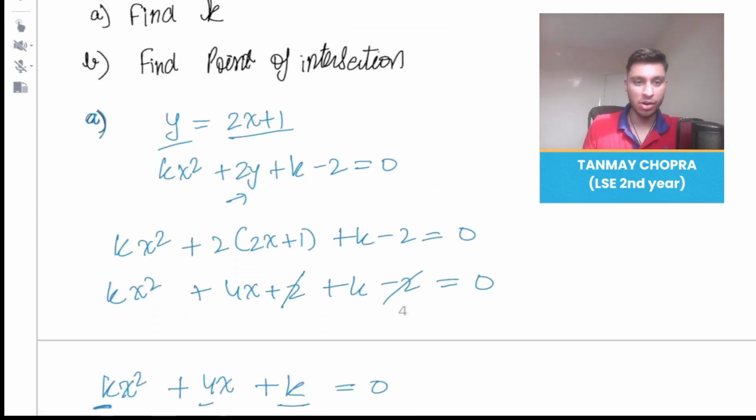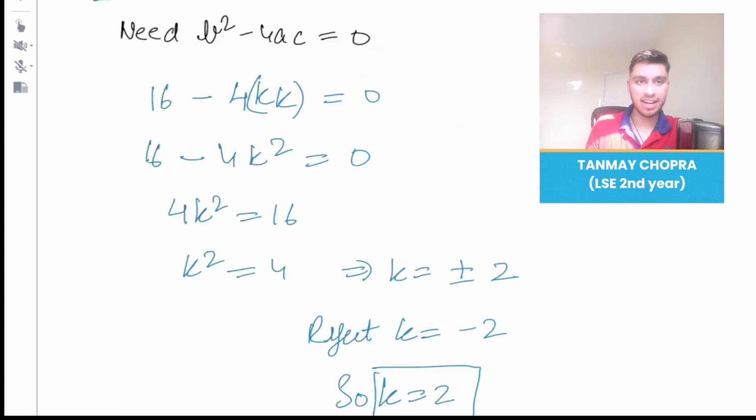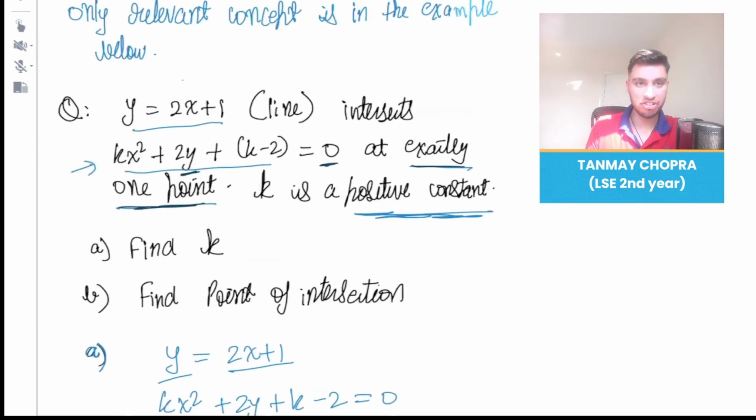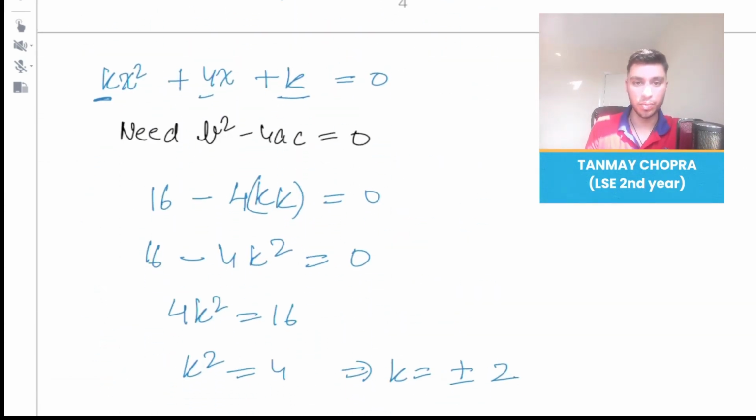So I wouldn't bother for now. Let's look at how to solve part B. Alright, so part B says that we need to find the point of intersection of these two equations. Notice we have found the value of k, which we got as 2, right?